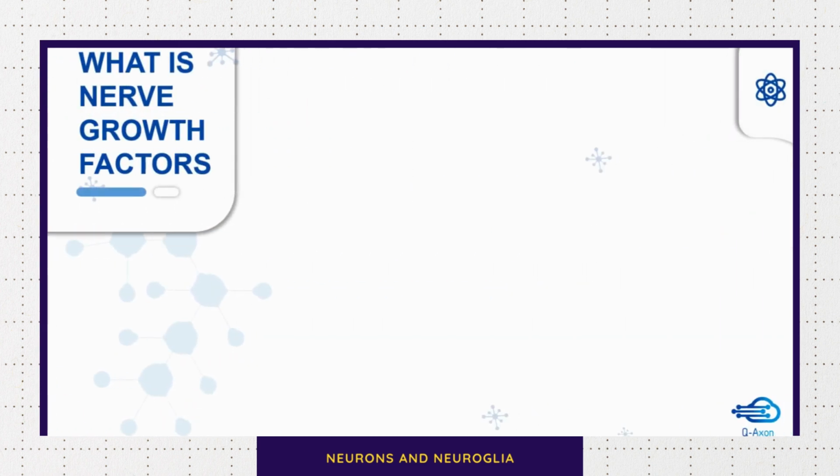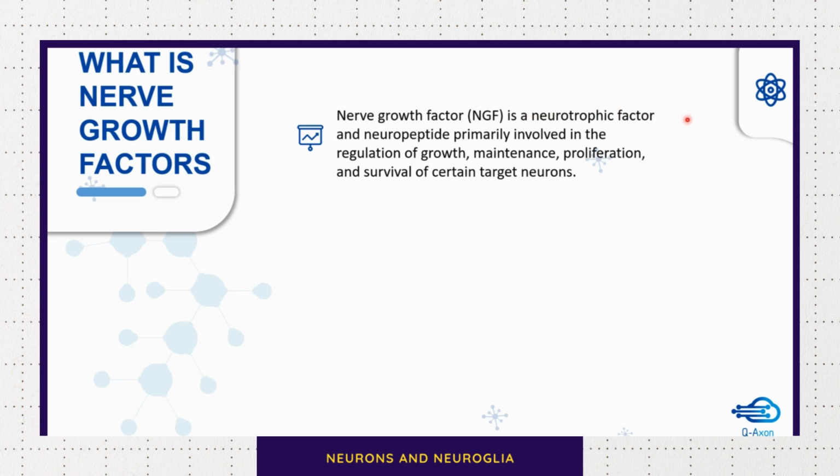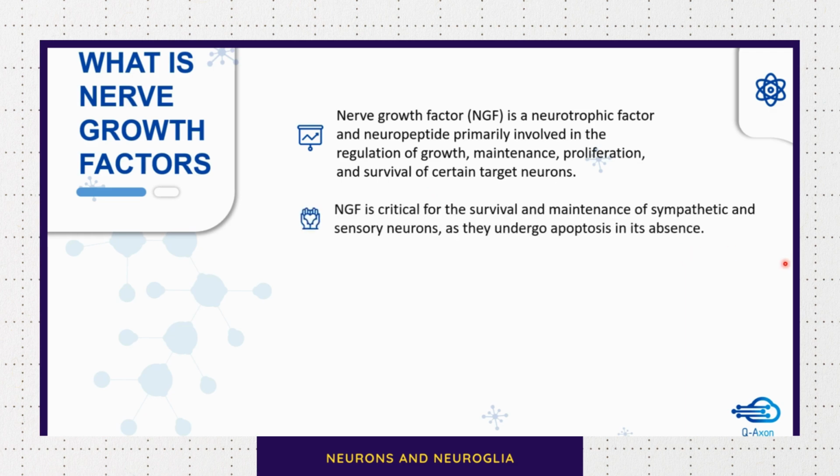So in this section, we will discuss a specific entity called a nerve growth factor. We will see what a nerve growth factor is and what its functions are. So a nerve growth factor is a neurotrophic factor, which means it is absolutely necessary for the growth, maintenance, proliferation, and survival of neurons. This is especially important for sympathetic and sensory neurons, which could undergo apoptosis if NGF is withdrawn. Now, it is not only neurons that NGF influences, it has a lot of other functions.